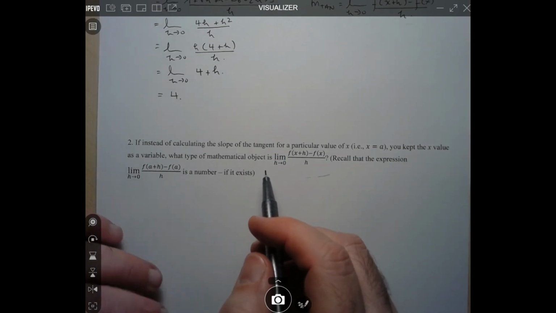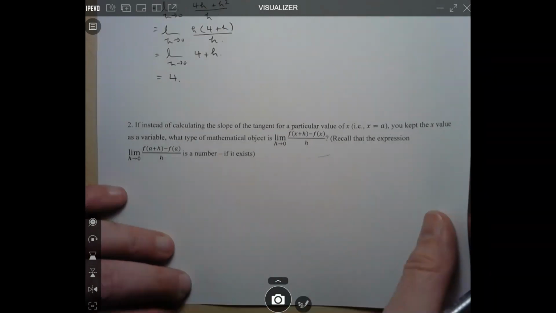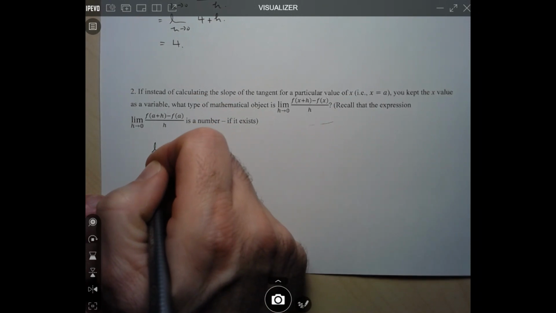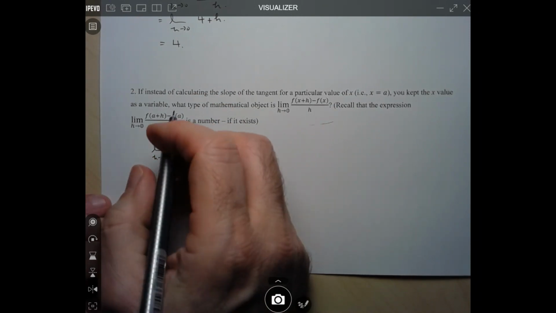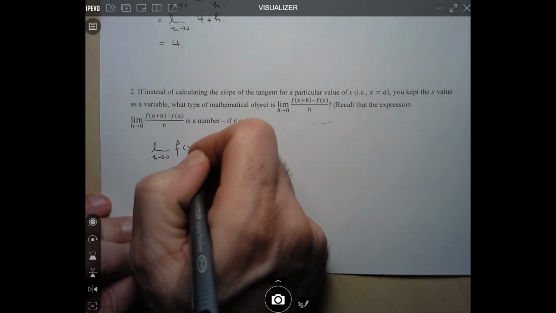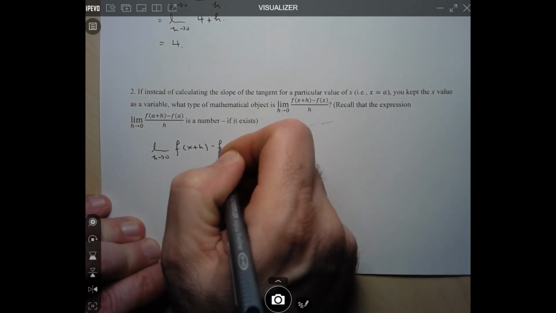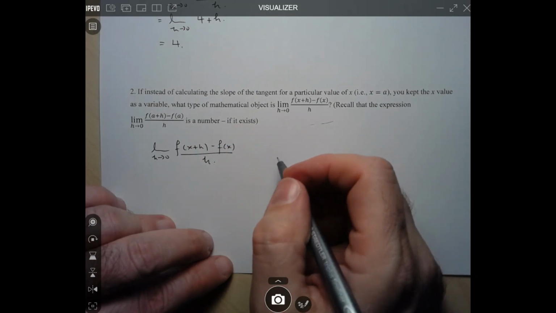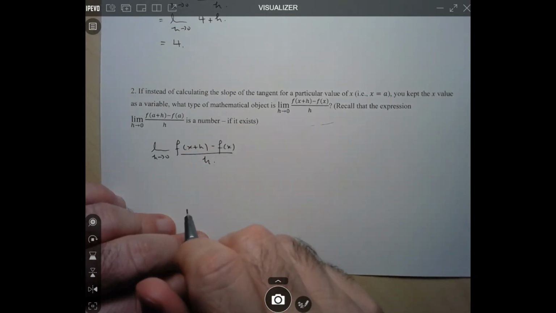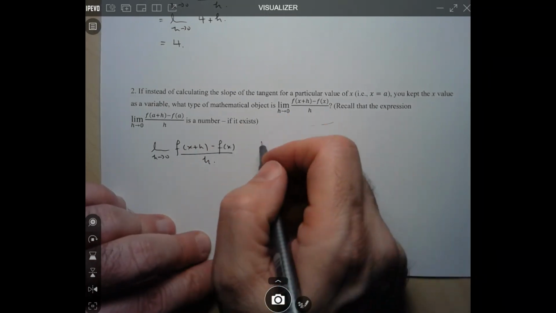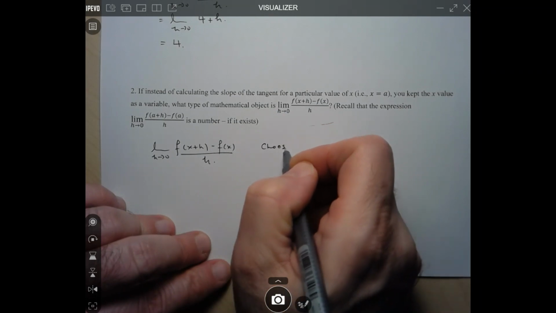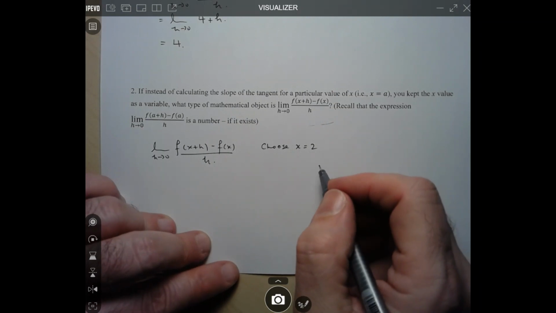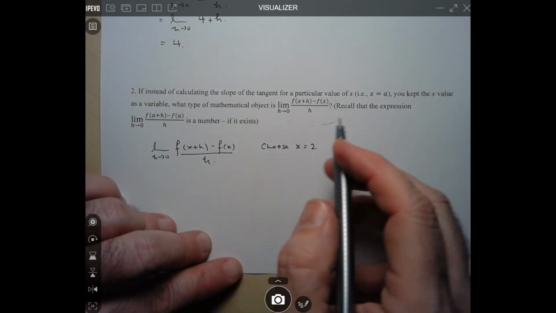All right, we're back. So let's see what we've got here. I've got this expression, limit as h approaches 0 of f at x plus h minus f at x, all over h. And the question was, what type of mathematical object is this? So I know that if I choose some specific x value, say x equals 2, what is this going to give me?